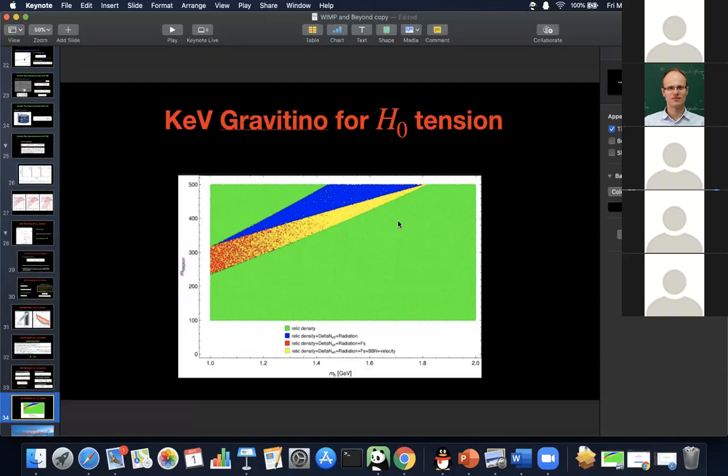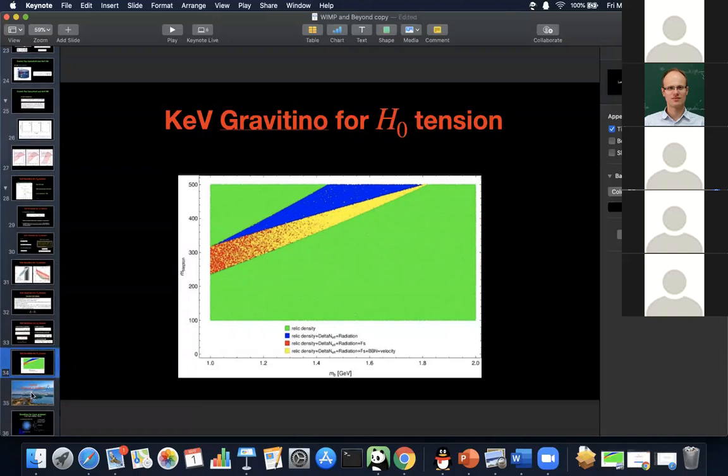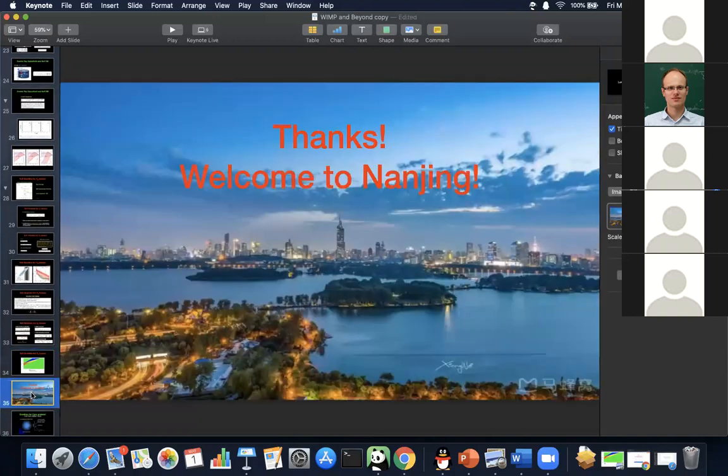but roughly speaking, this is what we have now. And in summary, keV gravitino dark matter seems a possible way to solve the Hubble tension in particle physics. So, okay, this is all from my talk, and sorry for the longer time, and thanks for your attention and welcome to Nanjing.